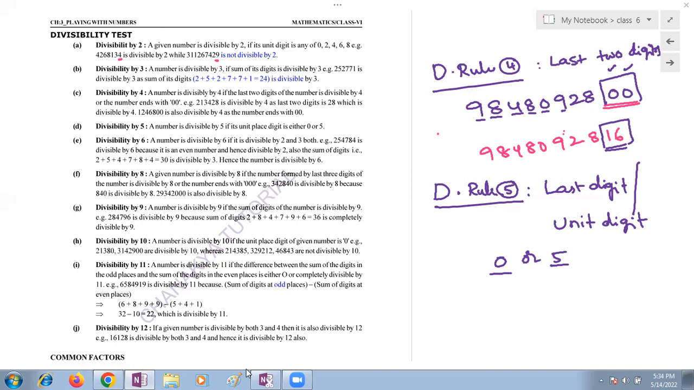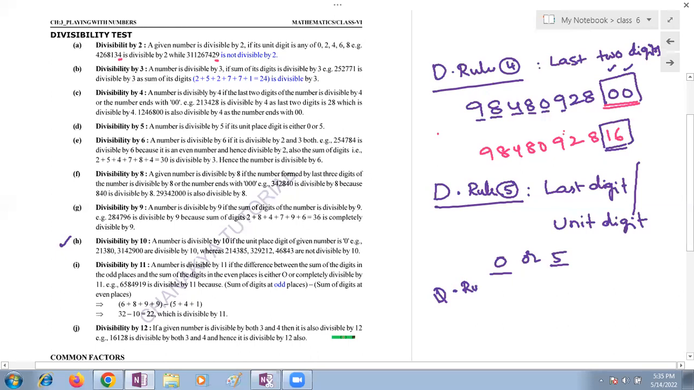Ma'am, here's my question. Yes, Karthik Verma. Ma'am, I need to check the divisibility rule 10. Divisibility rule 10 you can read. A number is divisible by 10 if the unit place digit of the given number is 0.